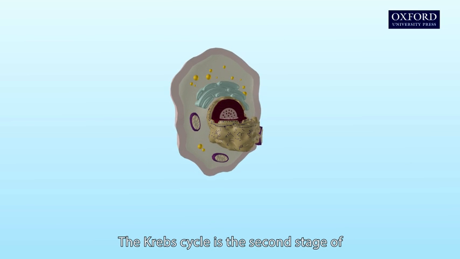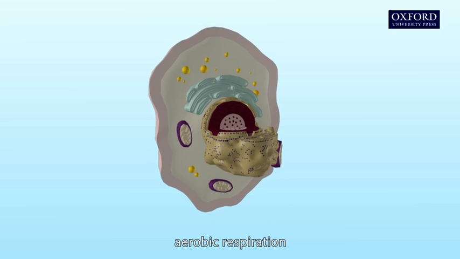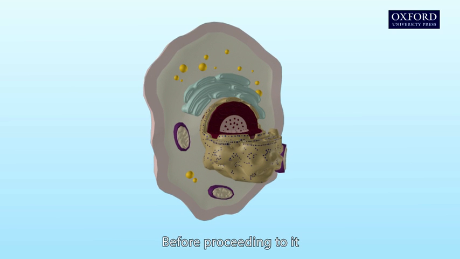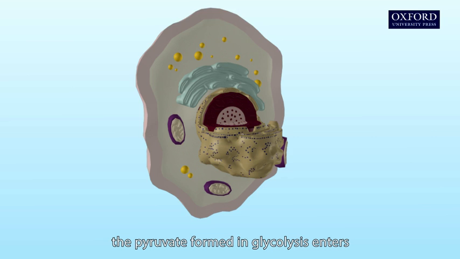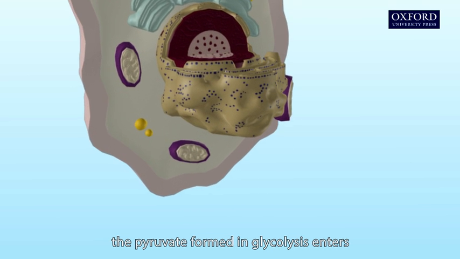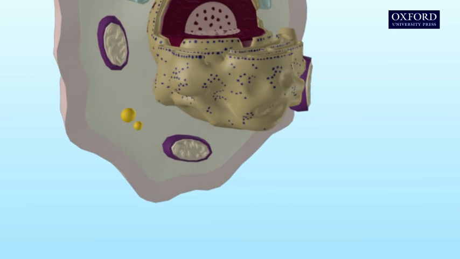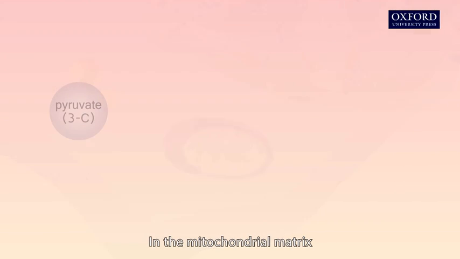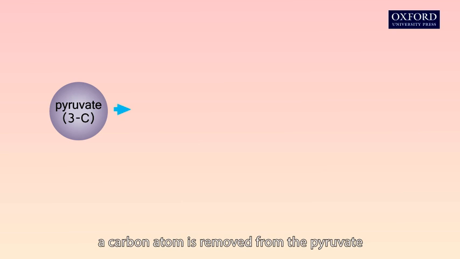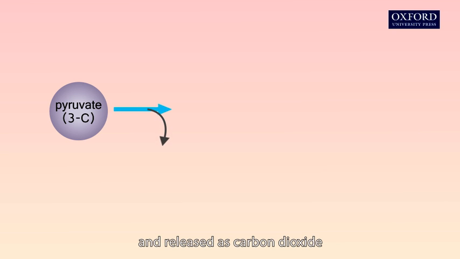The Krebs cycle is the second stage of aerobic respiration. Before proceeding to it, the pyruvate formed in glycolysis enters the mitochondrion. In the mitochondrial matrix, a carbon atom is removed from the pyruvate and released as carbon dioxide.